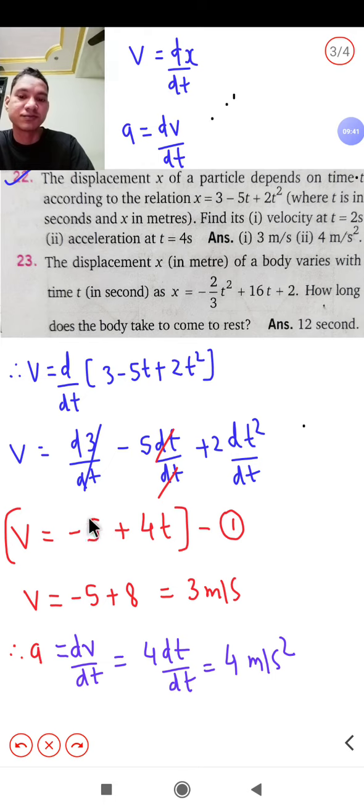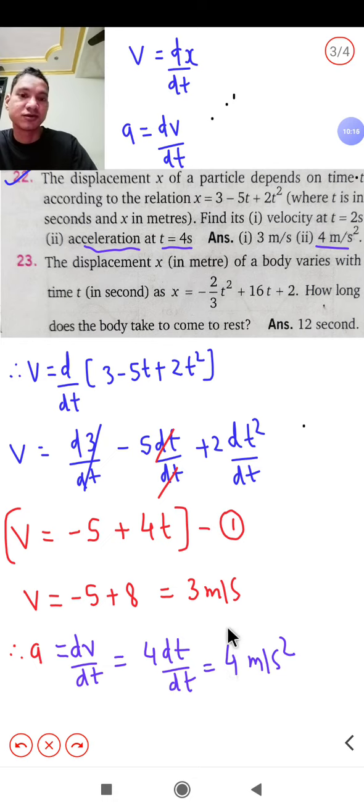Differentiation of minus 5 will be 0. You cannot differentiate a constant. Its differentiation is 0. It means it's not changing. Differentiation is all about changing. So constant doesn't change, so its differentiation becomes 0. 4 will come out, dt by dt that will be 1, so 4 meter per second square, that is my answer. Alright, so the t term is not left, so acceleration will remain constant basically, because here the acceleration doesn't depend upon time, so it means it's constant.